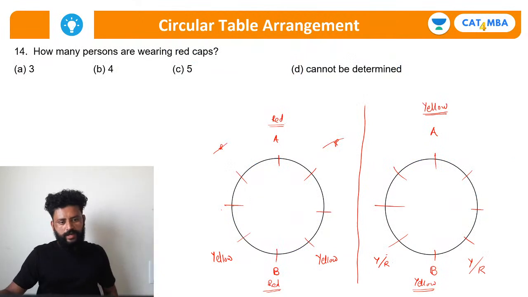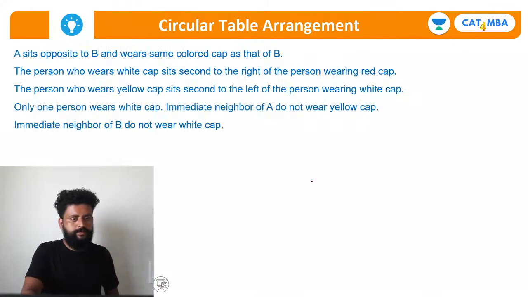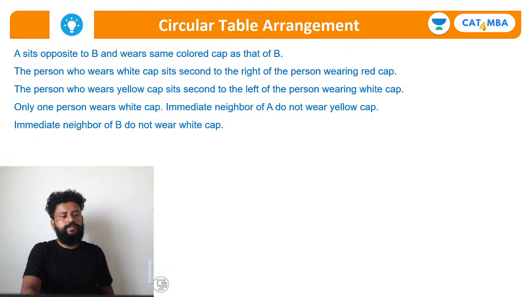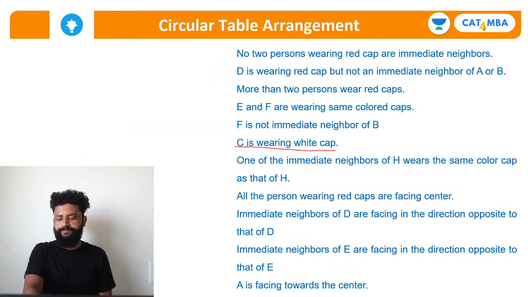अब red cap यहाँ पे है, second to the right पे white नहीं आ सकता है. ये इस क्या हो सकता है, 1 2, ये white हो सकता है, ये भी white हो सकता है. Anyways, that's possible. The person who wears yellow cap sits second to the left of the person wearing white cap. तो येलो कैप पहना है उसका व्हाइट कैप से सेकेंड लेफ्ट है.